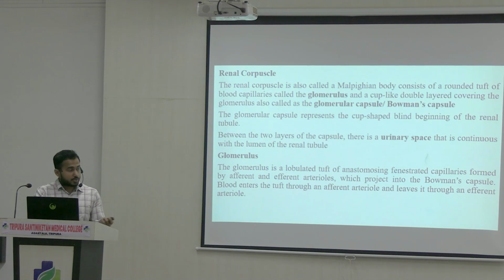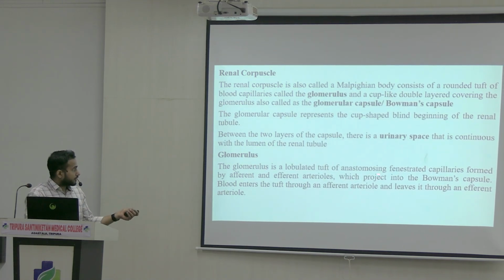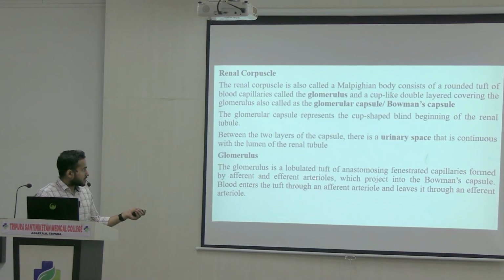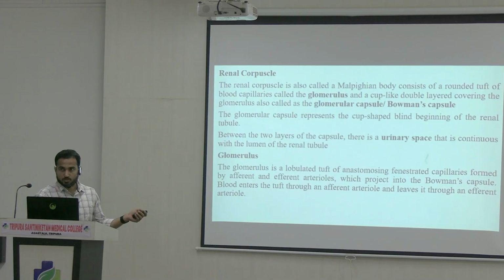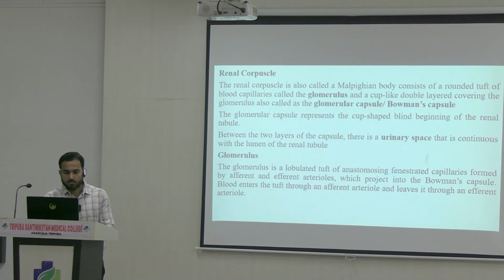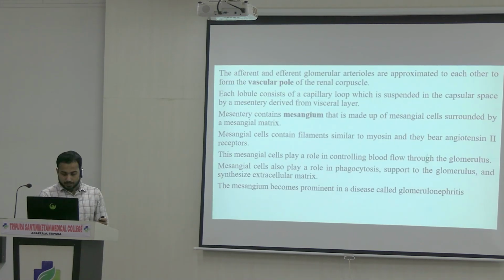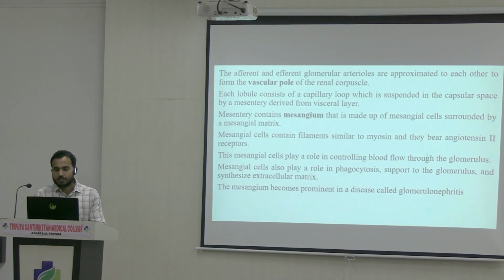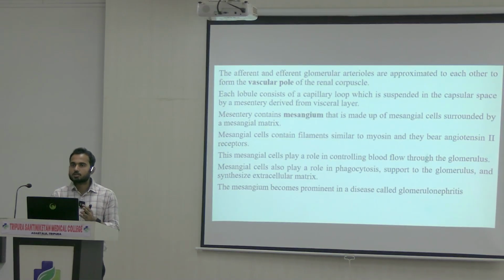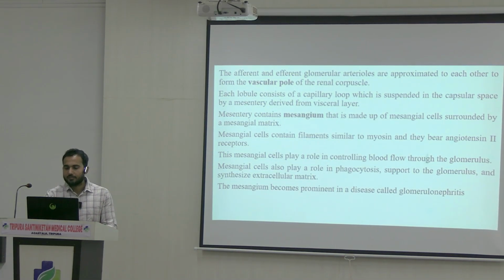Now the glomerulus is a lobulated tuft of anastomotic fenestrated capillaries, where the afferent and efferent arterioles project into the Bowman's capsule. Blood enters through the afferent arteriole and leaves through the efferent arteriole. Here the venule is absent. The afferent and efferent glomerular arterioles form a particular part called the vascular pole of the renal corpuscle.